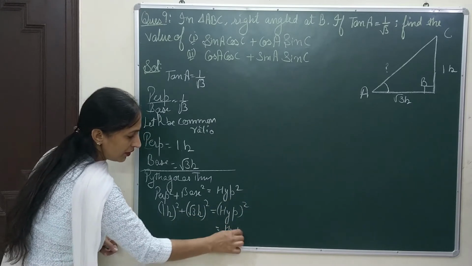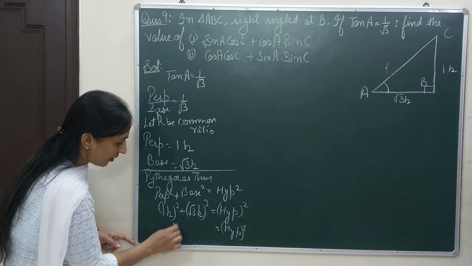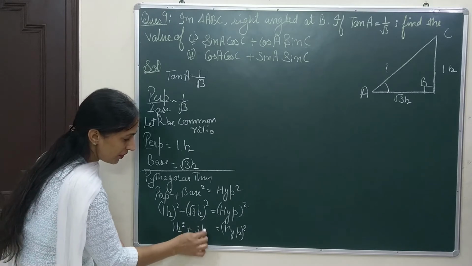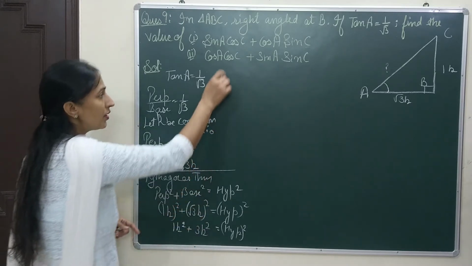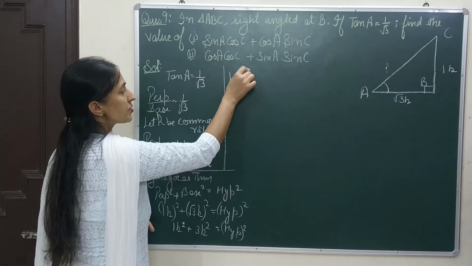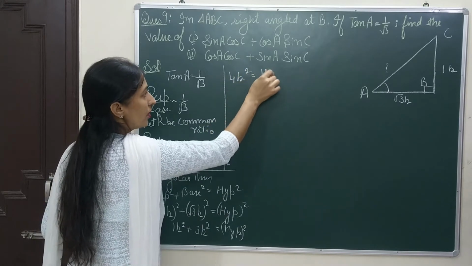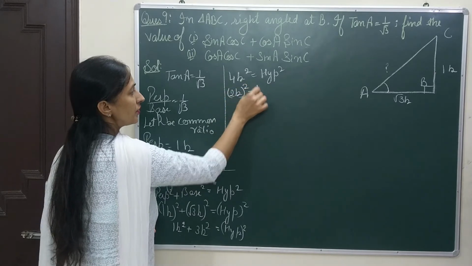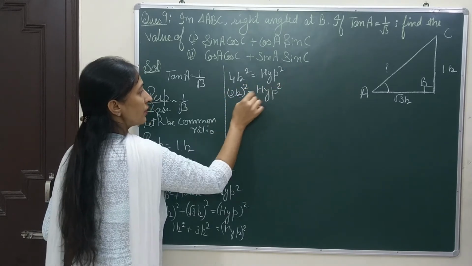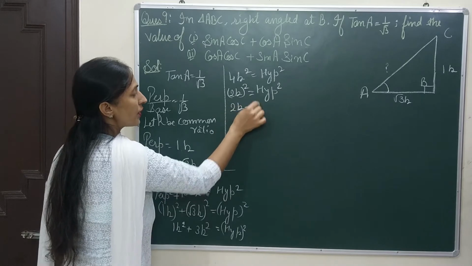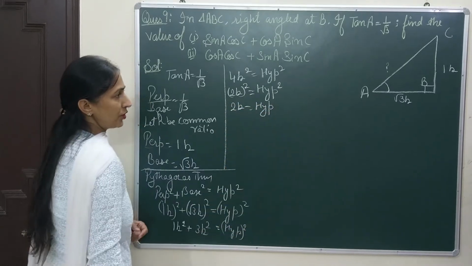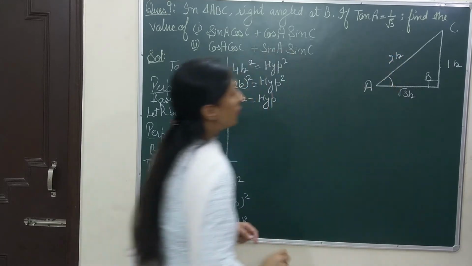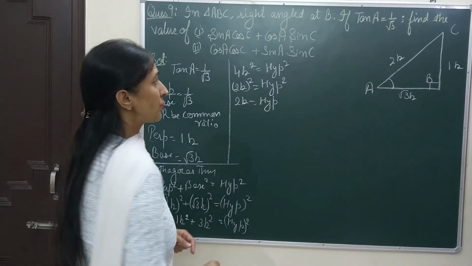If I take the squares, that will be 1K square, and root 3K whole square means 3K square. When I add up, it will be 4K square is equal to hypotenuse square. It can be written as 2K whole square equals hypotenuse square. When I compare, I get 2K is the value of hypotenuse. So I have got the value of hypotenuse as 2K. Now I have got three things about the triangle.